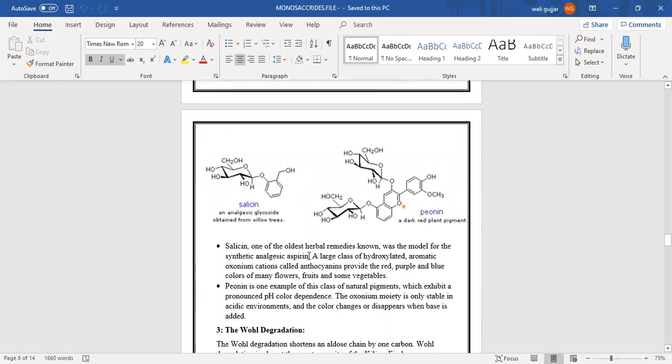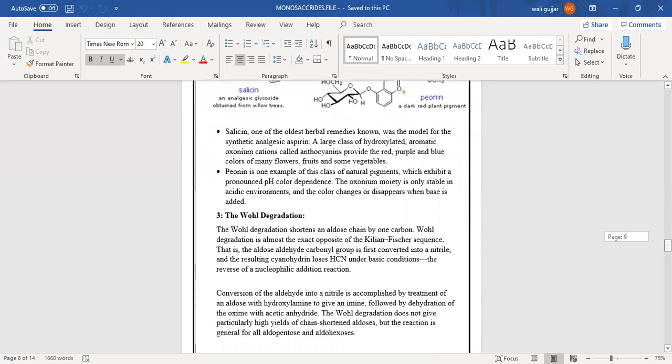Then there are some natural glycosides, like salicin, one of the oldest herbal remedies, which was the model for the synthetic analgesic aspirin. A large class of hydroxylated aromatic oxonium cations called anthocyanins provide the red, purple, and blue colors of many flowers, fruits, and some vegetables. Peonin is one example of this class of natural pigments, which exhibit a pronounced pH color dependence. The oxonium moiety is only stable in acidic environments, and the color changes or disappears when base is added.